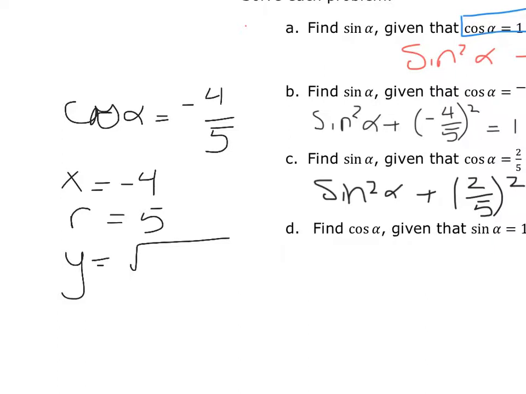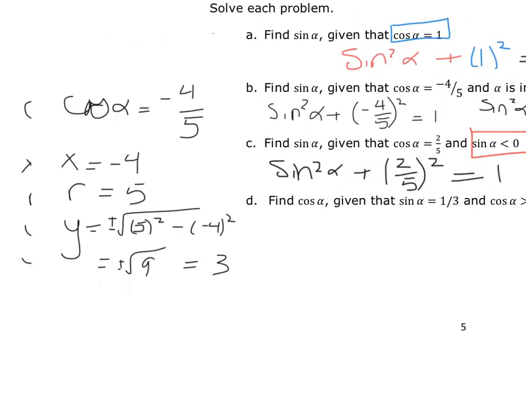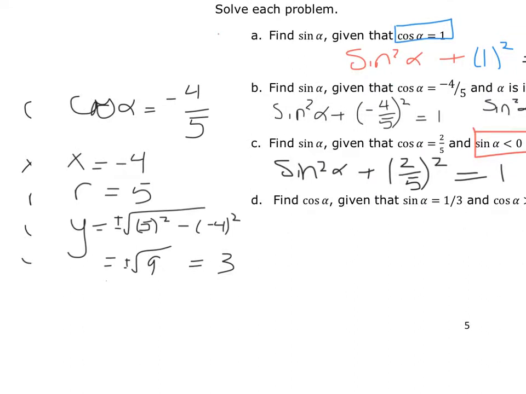So it is my r squared, which is 5 squared, minus my x squared, which is negative 4 squared. And so I end up with a square root of 9, and so my answer is 3. There's a plus and minus here, and I just need to figure out which one I take at the final answer. So I come back over here, and I'm in quadrant number 3. Which one do I take, the positive or the negative of that 3? I take the negative. So I know the sine of my angle is equal to negative 3 over 5, and I walk away and I'm done.